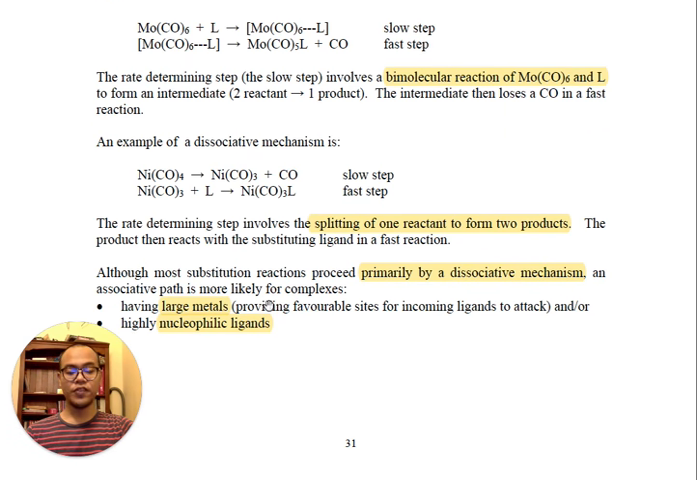Most of the substitution reactions proceed primarily by a dissociative mechanism, meaning most of the substitution reactions take place through a dissociative mechanism. But we can have an associative mechanism as well if the metal is large, meaning it provides favorable sites for incoming ligands. We have large metals, so there will be more coordinating sites. And second, when the ligand is highly nucleophilic.